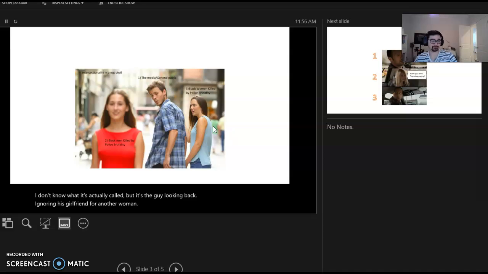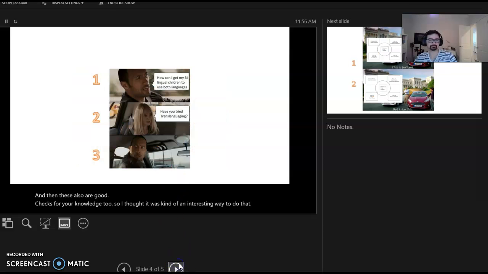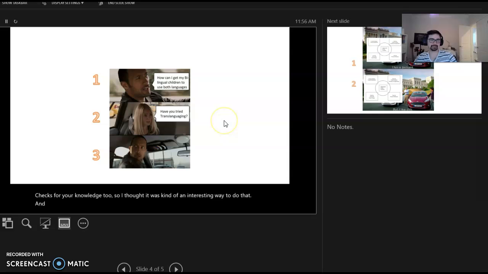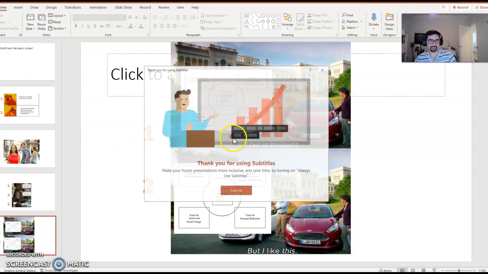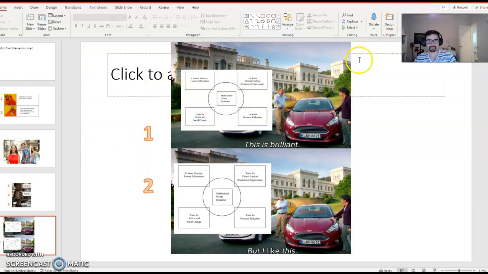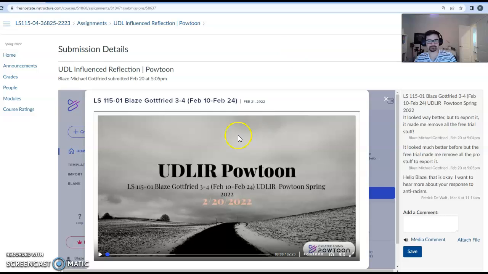And then these also are good checks for your knowledge too, so I thought it was kind of an interesting way to do that. And then the rock one speaks for itself. I love memes, so I had a lot of fun making them. And then this one right here, another common meme. So move on to the next one.